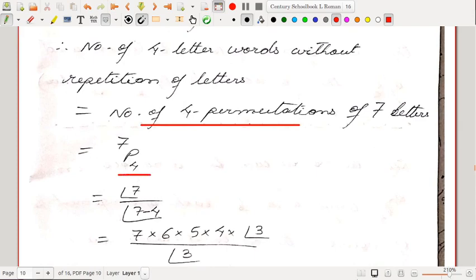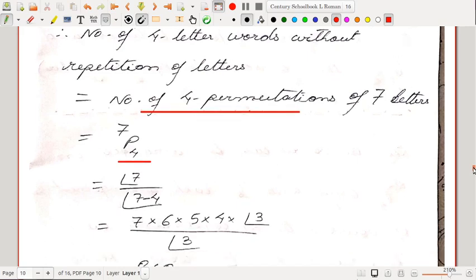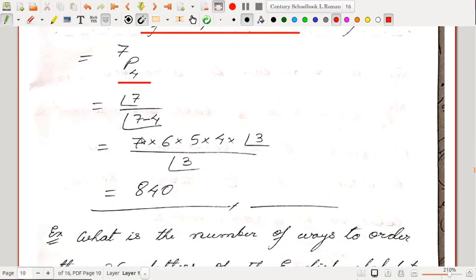So that's 7P4. It's factorial 7 by factorial 7 minus 4, and you can compute it by the formula that I had given. We can take 7 outside, 6 outside consecutively, and then what will remain is factorial 3, so factorial 3 will get cancelled. As per our denominator, we expand the numerator so that we can do the cancellation. So it's 840: 5 into 4 is 20, 20 multiplied with 42 is 840.